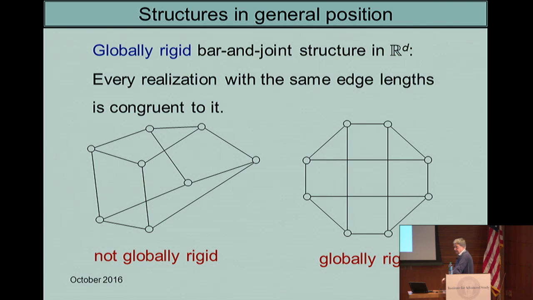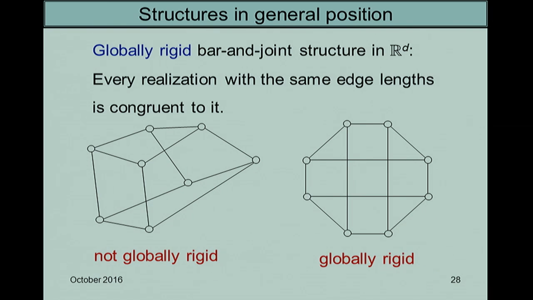So unlike in the case of infinitesimal rigidity, when the worst case was when you put them in generic position, or best, depending on which case, for globally rigid, special positions will be globally rigid.